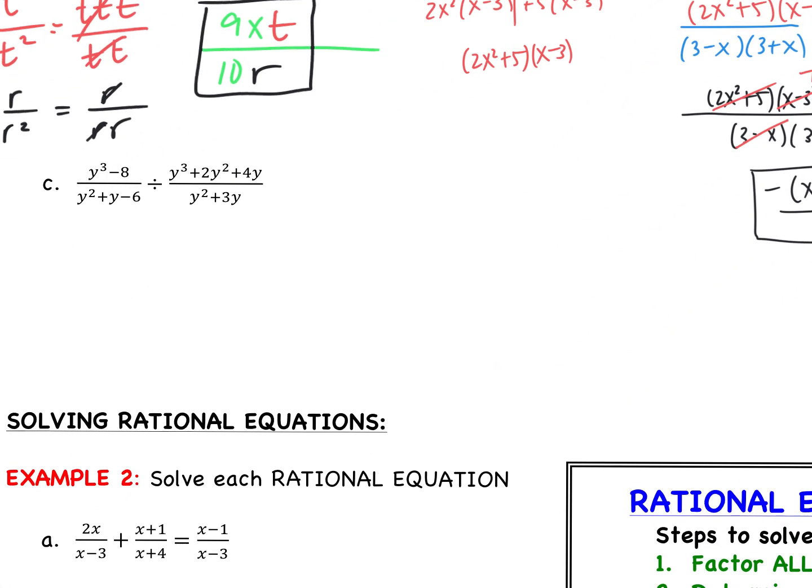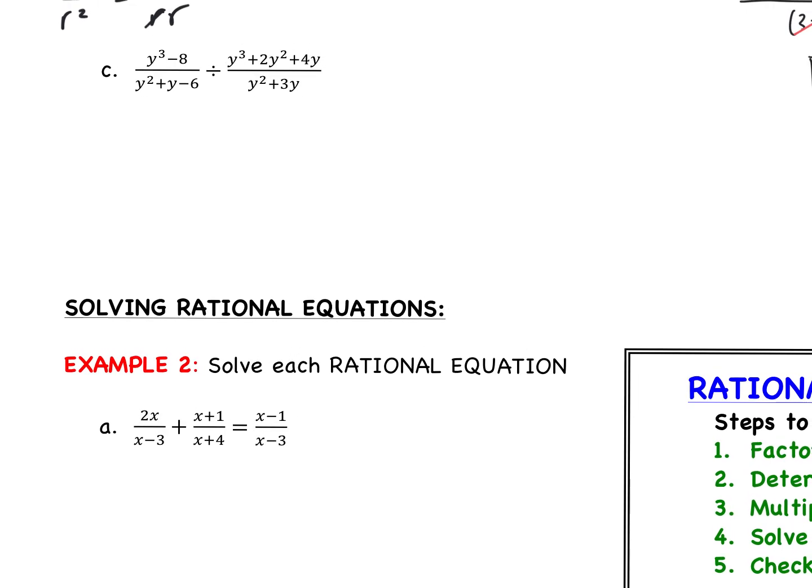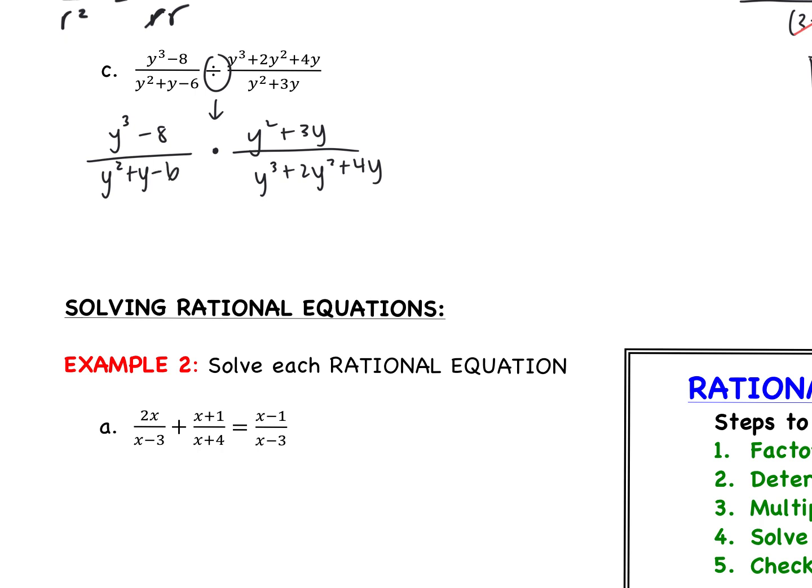Okay. So, last example before we go on to solving equations. Anytime that you have division, the very first thing you are going to do is change it to multiplying. Remember, when you are dividing, you're multiplying by the reciprocal of the second fraction. So the second fraction is going to flip. First fraction will stay the same. And now it is exactly like B.